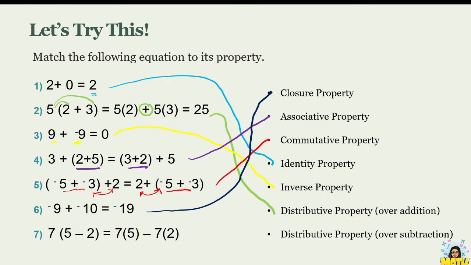While number 7 times the quantity 5 minus 2. So automatically, pag nakakita tayo ng multiplication and then imumultiply siya dun sa parentheses na may operation sa loob, that is distributive property. And since it involves subtraction, this is distributive property over subtraction.